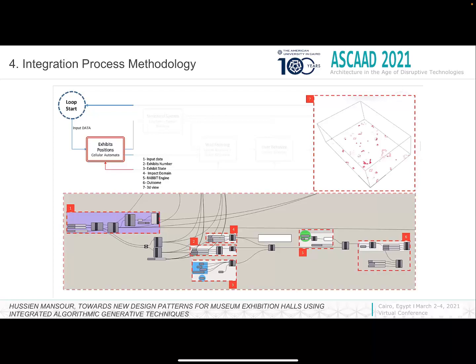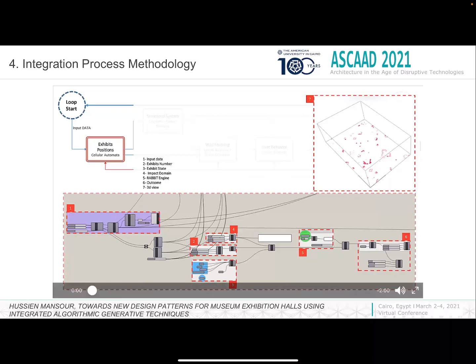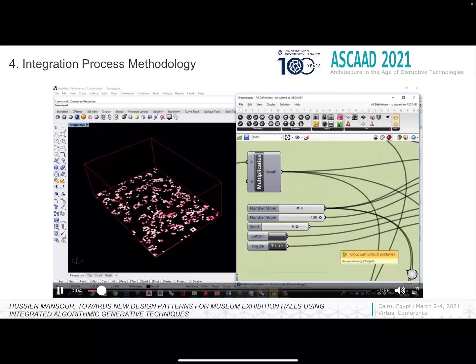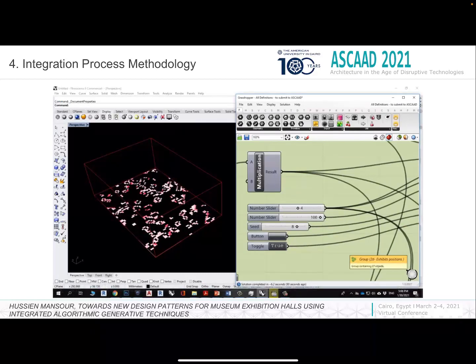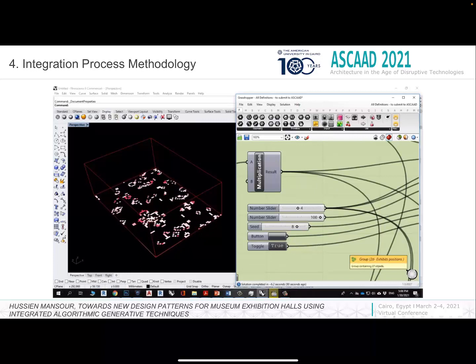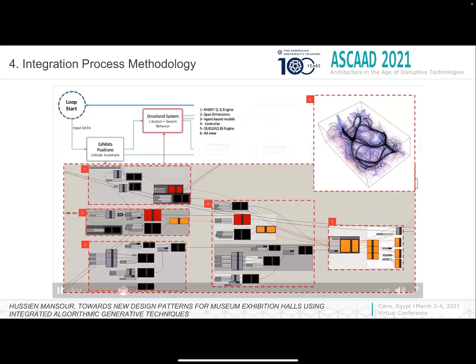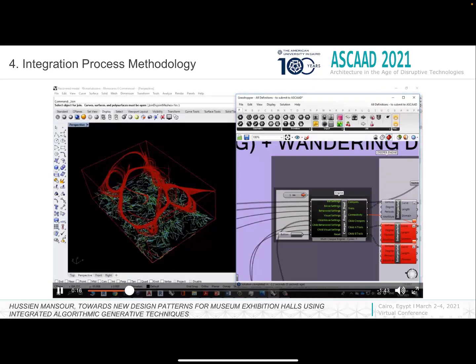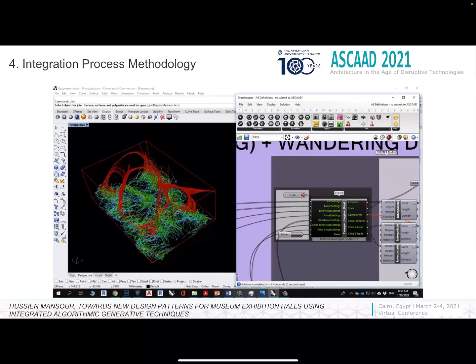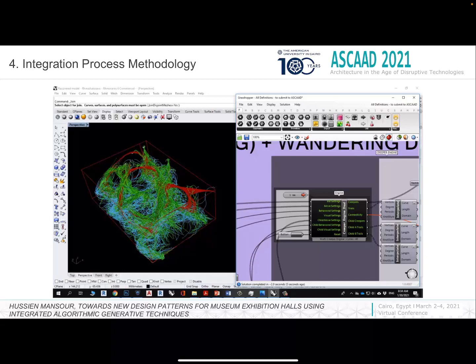First of all, exhibits position. Exhibit positions are cells that have characteristics, sizes, and spaces, and their places change and evolve over time to meet the requirements of the display. Cellular automata is a collection of cells on a grid that evolve over time according to a set of rules driven by the state of neighborhood cells. Live cells represent the exhibits and dead cells represent users' paths.